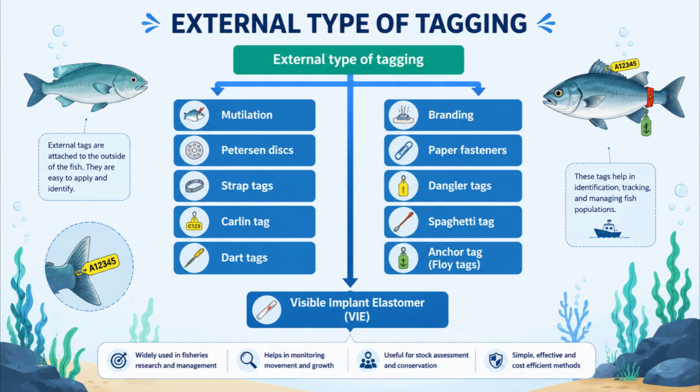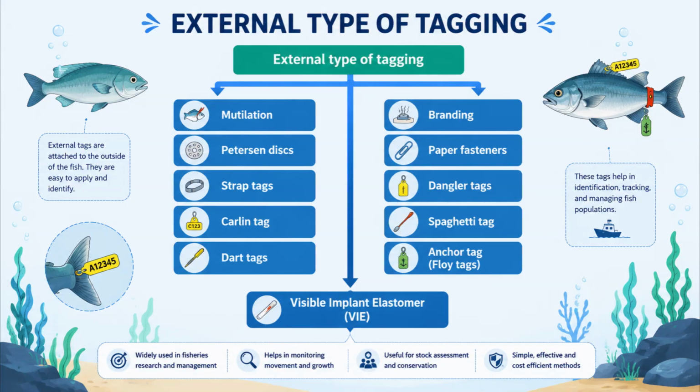The first method is mutilation, where specific body parts such as fins are clipped or modified for identification purposes. Another method is Peterson discs, which are disc-shaped tags attached externally to the fish body. Strap tags and Carlin tags are commonly used for long-term identification because they are durable and easy to recognize. Dart tags and spaghetti tags are also popular external tagging methods used for tracking fish movement and recapture studies. Other methods include branding, paper fasteners, dangler tags, and anchor tags, also called Floyd tags. These tags are attached externally and contain identification numbers or codes for tracking individual fish.